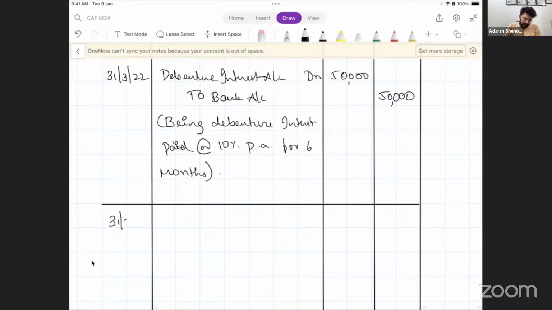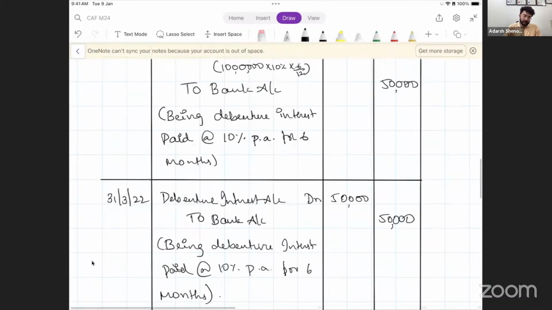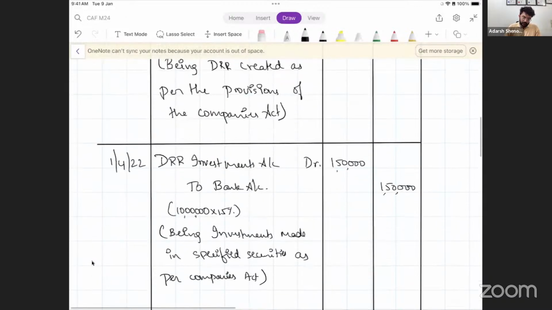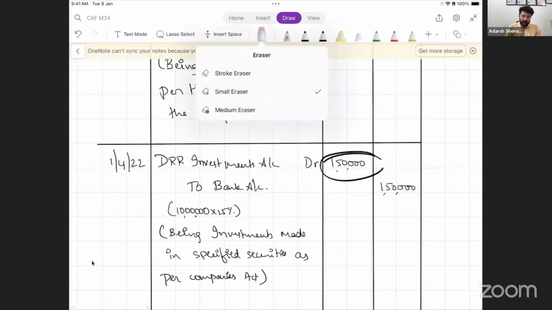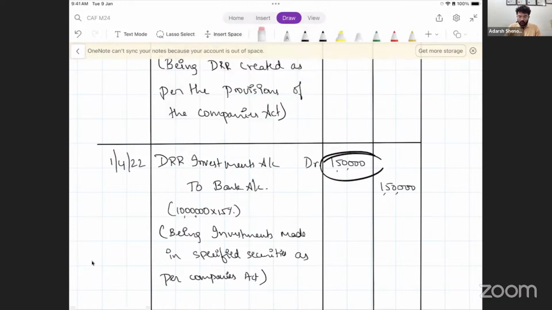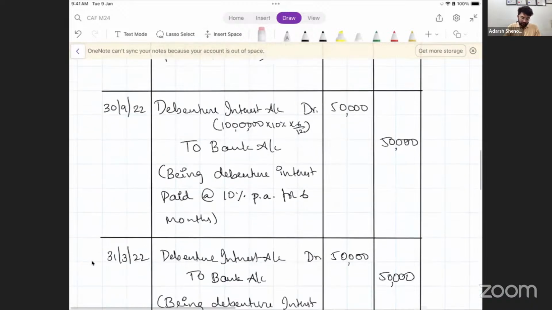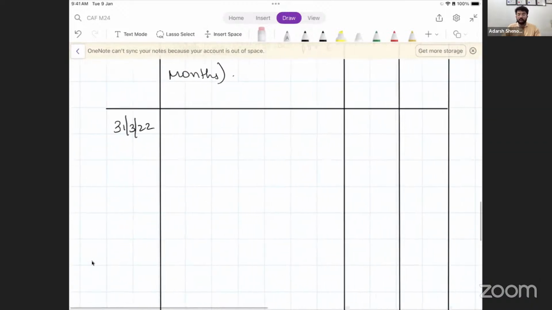Next, receive the interest. Now remember, interest receipt will not happen on all of 10 lakhs. Interest receipt will happen only on the investments made. So how much DRR investment have I made? I made DRR investment of only 1,50,000. So on this, I will receive interest. The interest rate is 8%, right? For the whole year, I'm going to receive interest on this, because I invested on 1/4, and even the debenture issue was on 1/4. So for the full year, I will receive the interest at 8%.